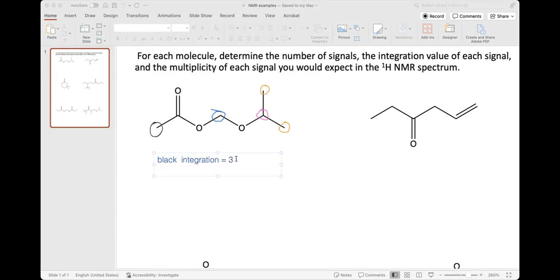So what about the blue signal? What would the integration be there? 2. Yep. And then the pink? 1. Yep, there's 1 hydrogen there. And how about the orange? 6. Yep. So we add up all the hydrogens that contribute the same signal. We would add them together, and so those would be the integration values.